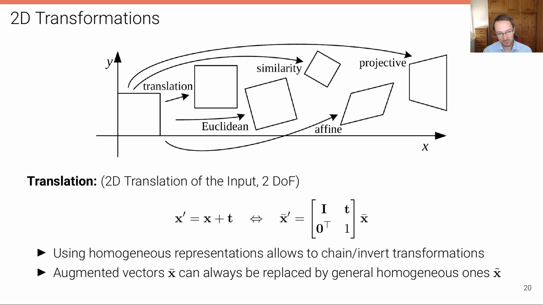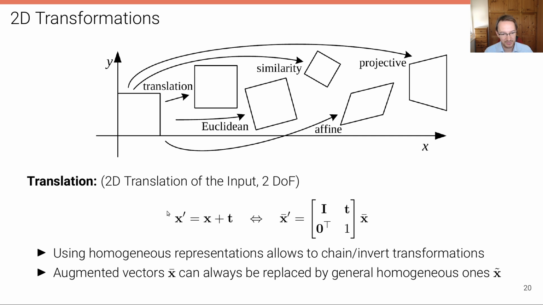Okay, so let's move on to transformations now. In this unit, we're going to discuss the most important 2D and 3D transformations. So we're going to start with 2D transformations, and the simplest 2D transformation is clearly a translation, where if we have a square here, we're simply translating that square to another location in that two-dimensional space.